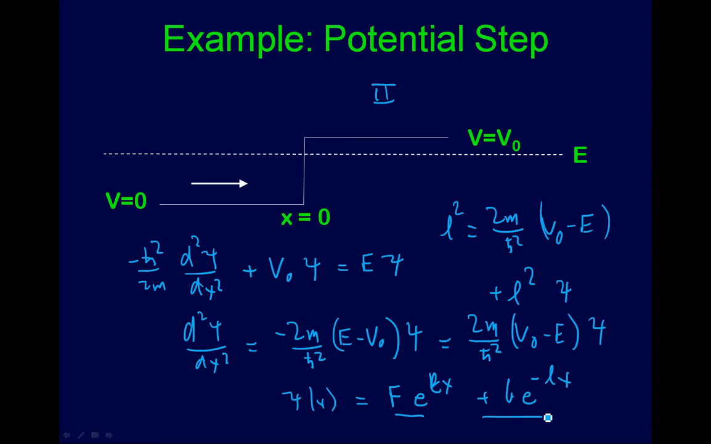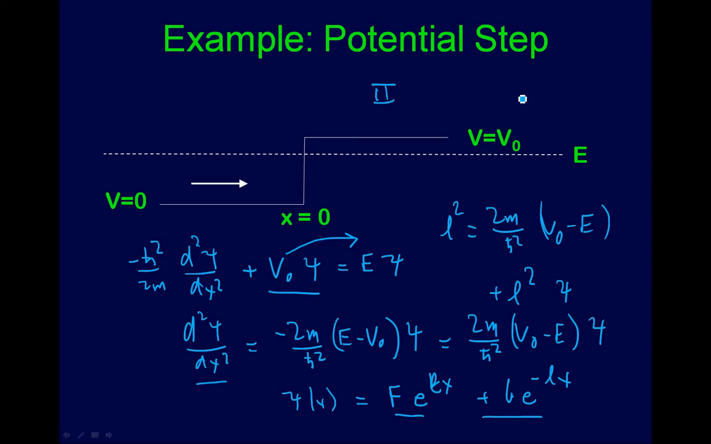Now for region 2, it's a little more complicated because we actually have V sub 0 here for that second term. But it's the same idea. I'm going to try to isolate that second derivative. And so what I do is I take that V0, bring it over here like this. I got negative 2m over h bar squared (E minus V sub 0).